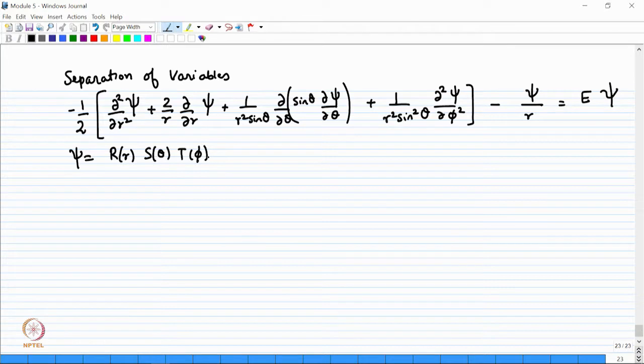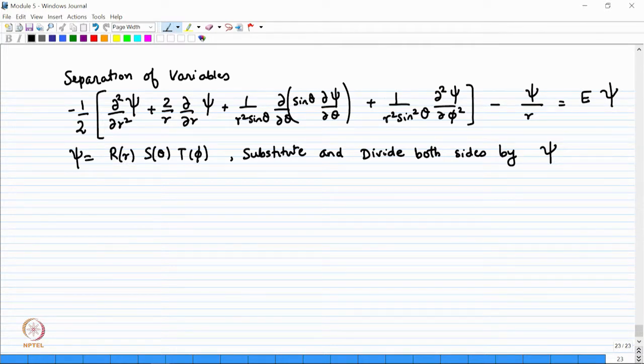If you substitute this expression, then whenever you have a derivative with respect to r, it will only operate on the r coordinate. So the S and T can be taken outside. Okay. So I will substitute, and divide the entire equation, both sides, by psi. Okay. So psi is r times s times t.